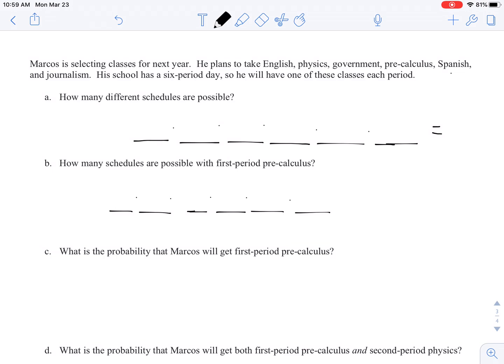So I have 6 blanks, one for each period of the day. For first period, he has 6 choices. Since you're not going to take the same class second period that you took first period, he only has 5 choices for that one. Then 4, 3, 2, 1. And when I multiply that out, I get 720 different schedule possibilities.